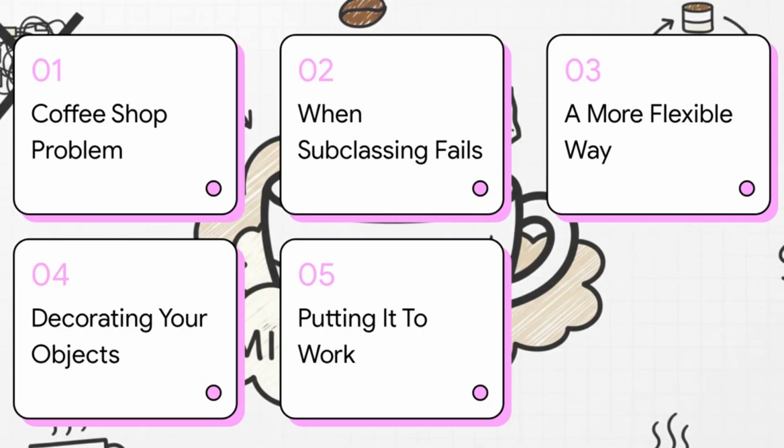So here's our game plan. We're going to start with a really simple, relatable problem I'm calling the coffee shop problem. We'll see why the most common approach, subclassing, just completely falls on its face. Then we'll uncover a much more flexible way to do things, get into the nitty-gritty of how to actually decorate your objects, and finally, we'll talk about when and why you should be using this pattern in your own work.